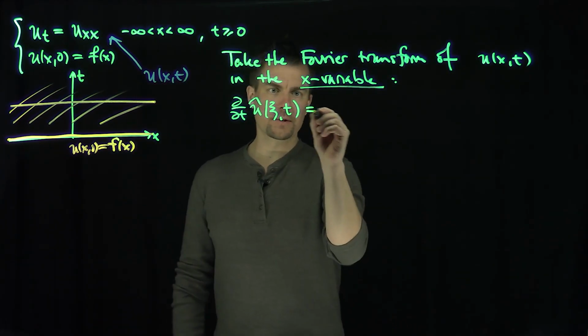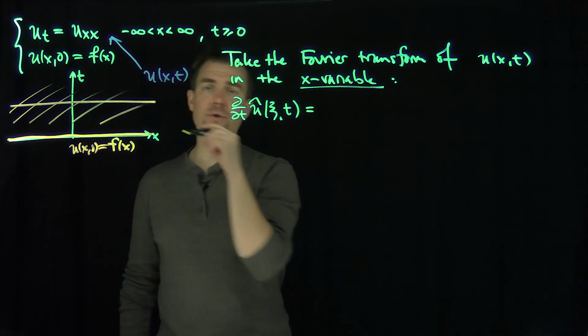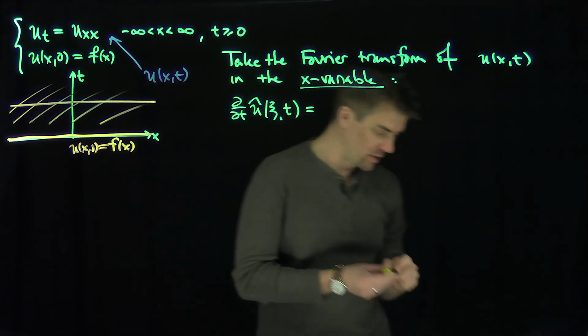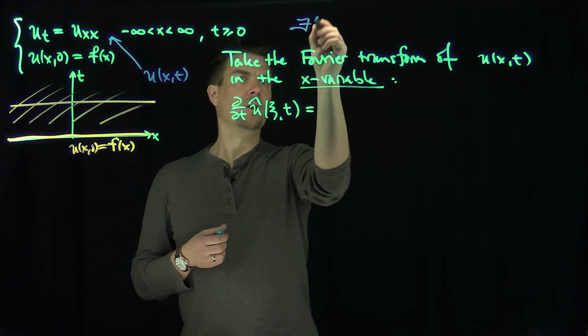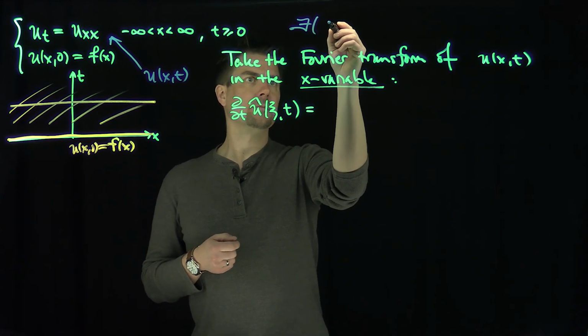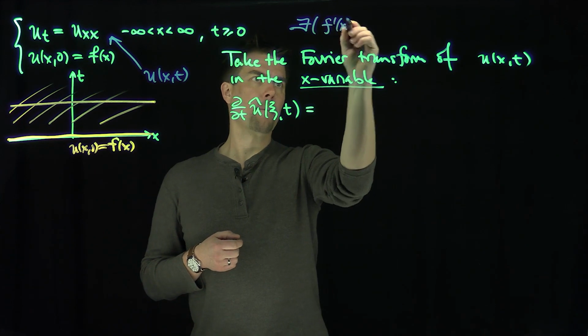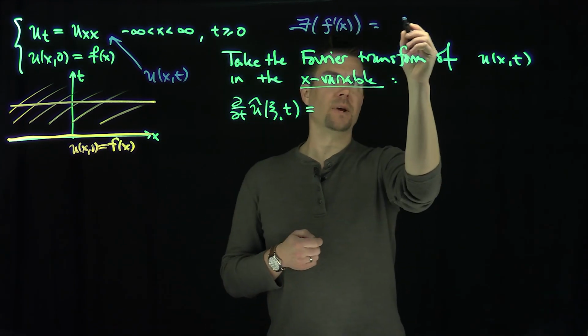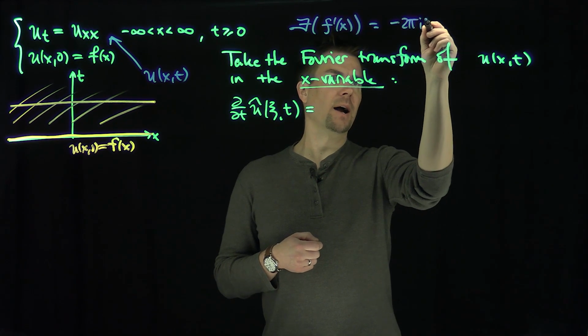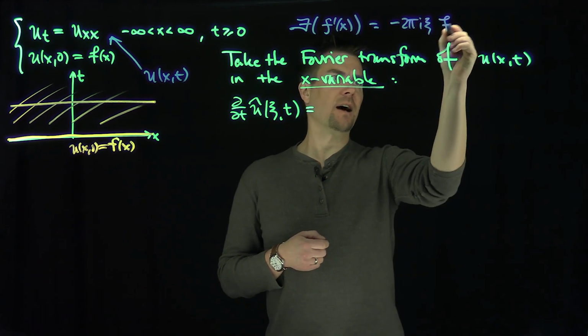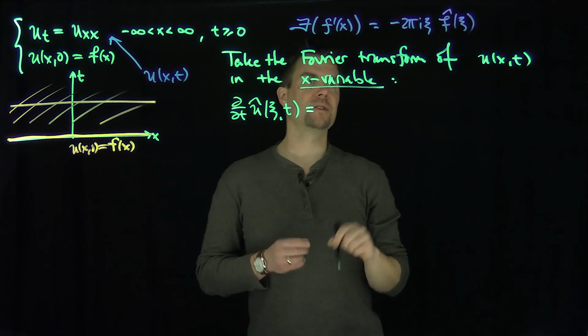Great, and this is going to be equal to the Fourier transform of two derivatives. Now remember the rule for the Fourier transform of a derivative. The rule is that if I take the Fourier transform of an x derivative of a function, what this is going to be is negative 2 pi i xi times f hat of xi.